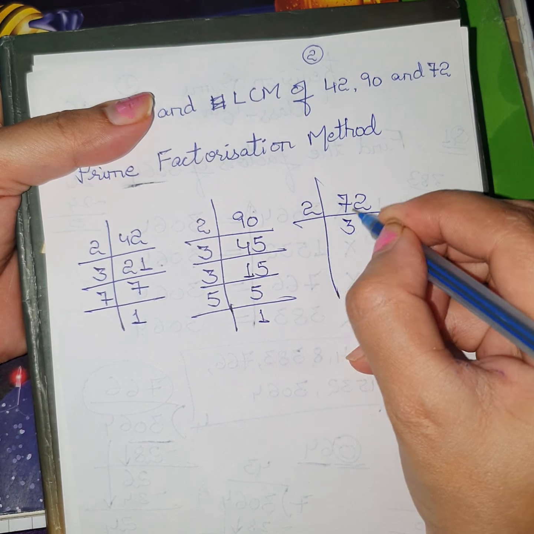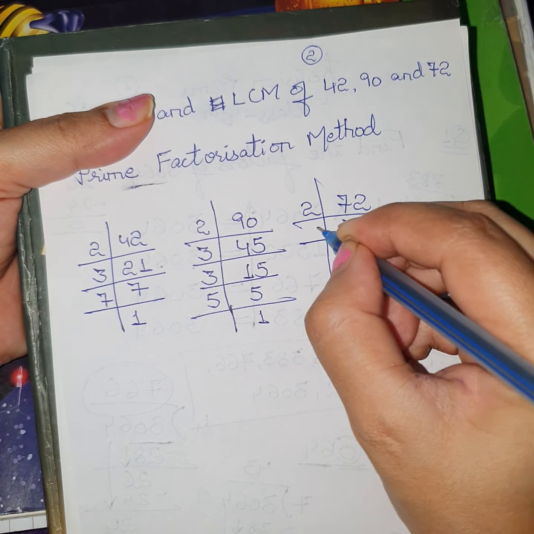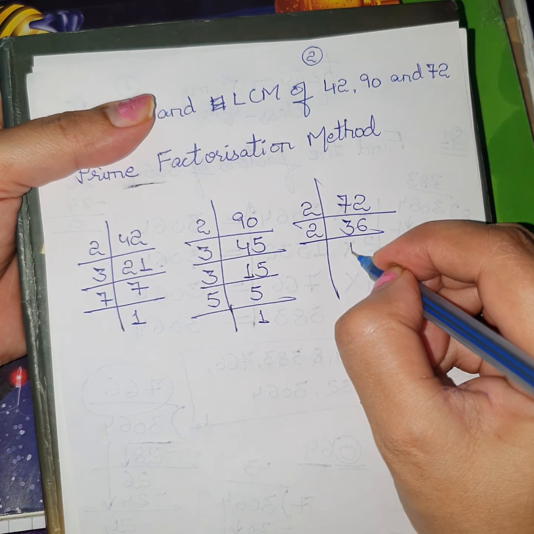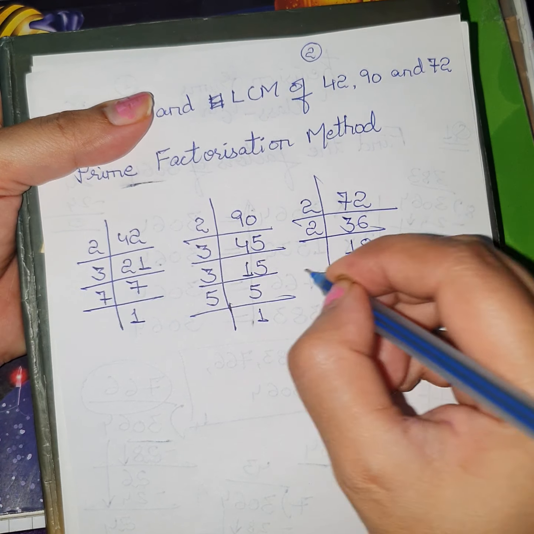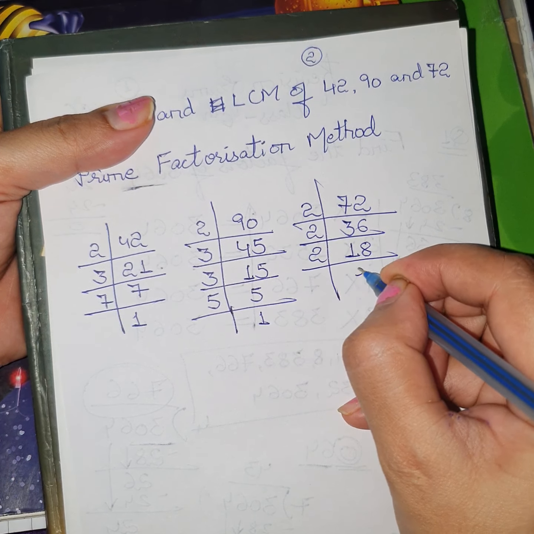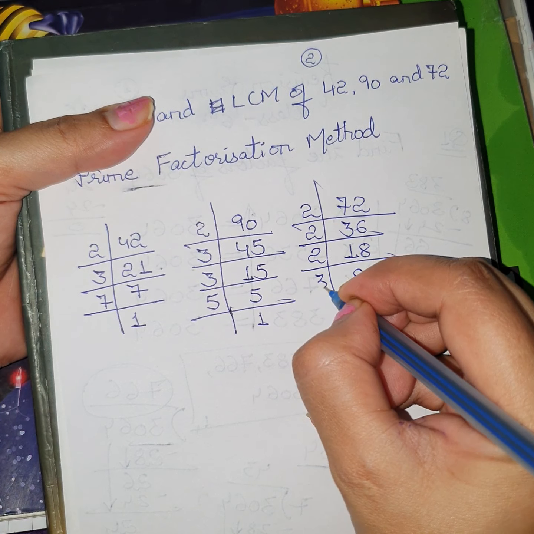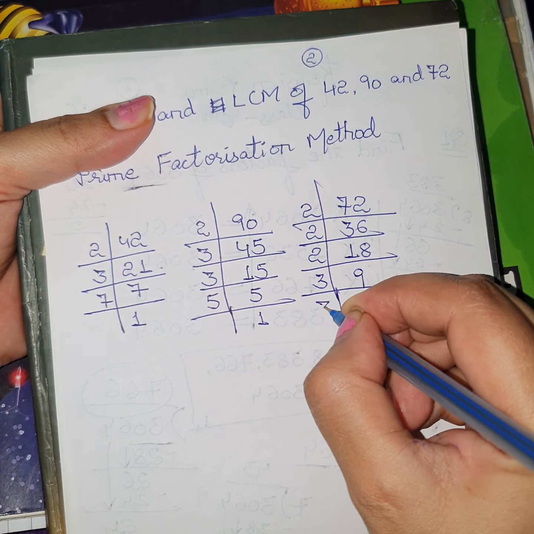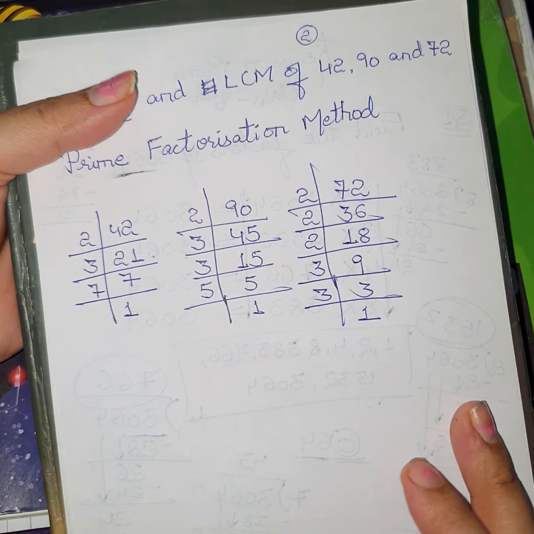So 2 3s are 6, 1 carry over 12, 2 6s are 12. Again by the table of 2, 2 1s are 2, 1 carry over 16, 2 8s are 16. Again by the table of 2, 2 9s are 18. Now 9 comes in the table of 3. So 3 3s are 9, and then finally 3 1s are 3.